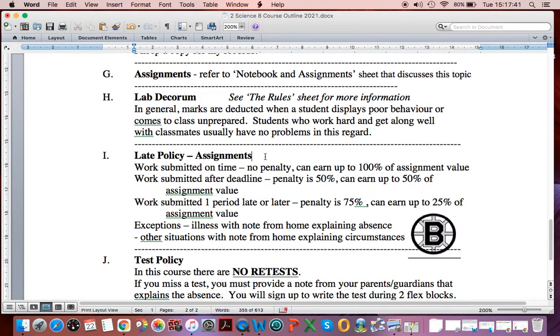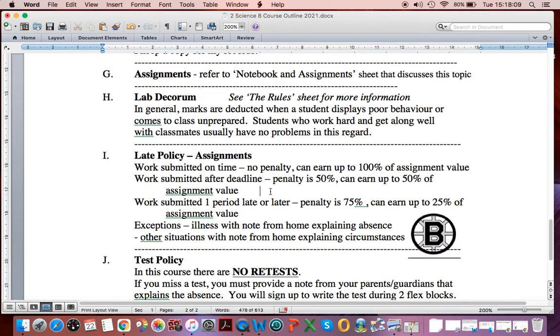Late policy. If you get work in on time, there's no penalty, and you will be given enough time to get work done. Typically that's 4 to 6 days. It may be a little less if I'm giving you more class time. If work comes in late, it is penalized, and it's penalized at a rate of 50% if it misses the deadline. If it's more than one period late, it loses 75% of its value.